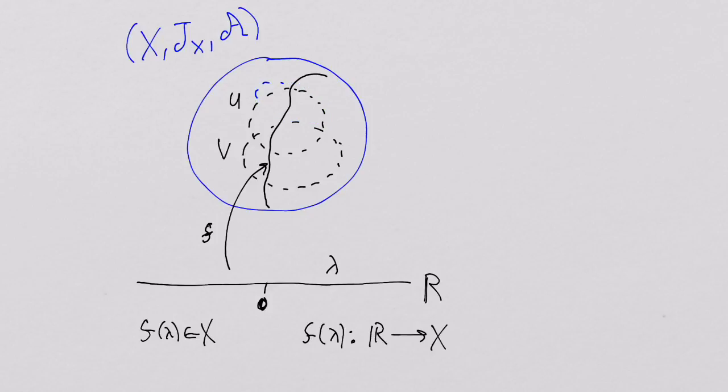So let me undo those. So now this is a curve. This is how we are going to define a curve. It's a function from the real line into the topological manifold.